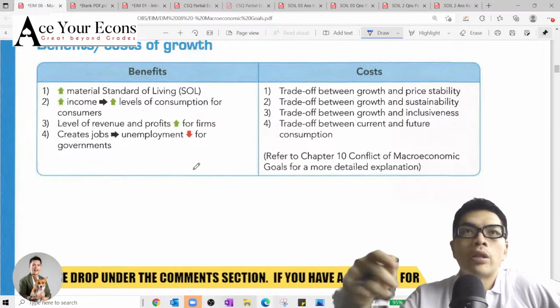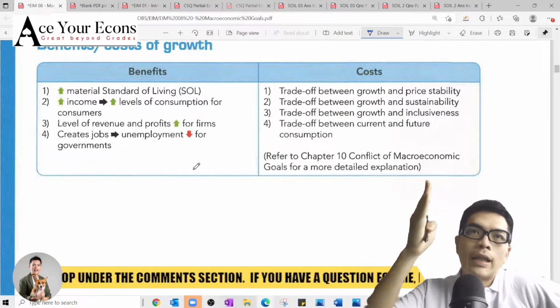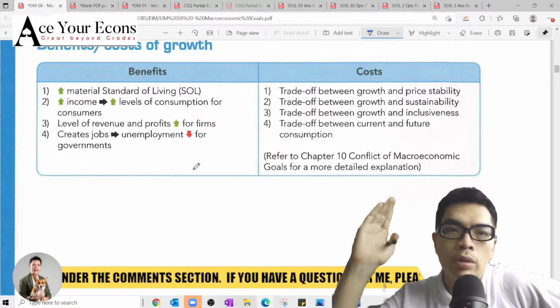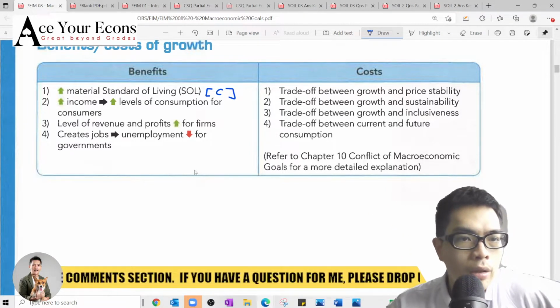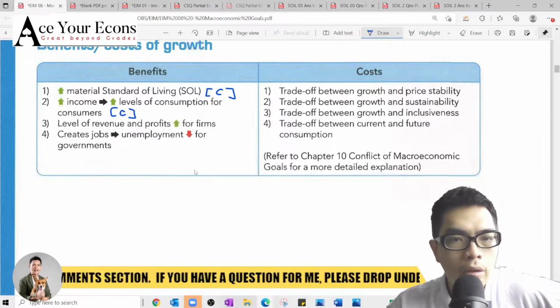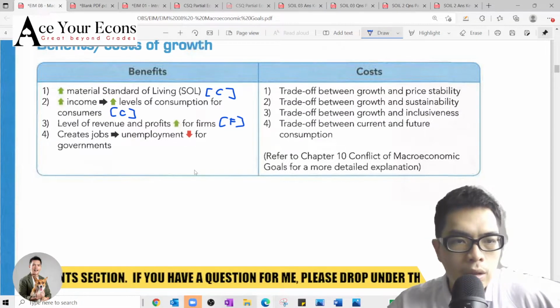So all you need to know is, like what we have studied last week, break it down into the economic agents. You can see that consumers, firms, government.